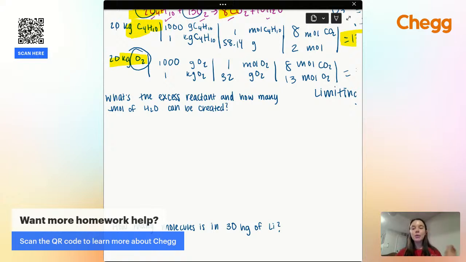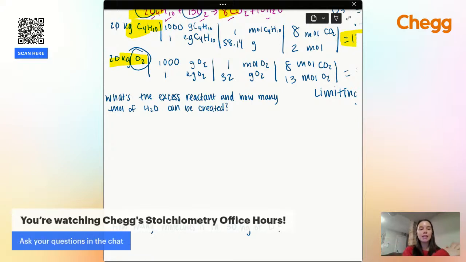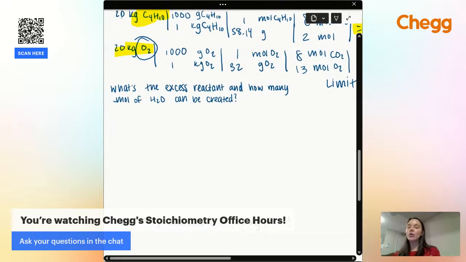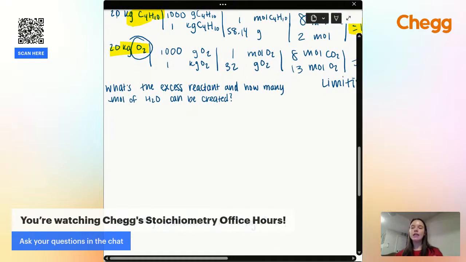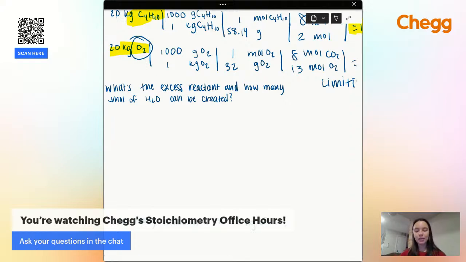So now we have a second part to this problem. We are wanting to know what's the excess reactant and how many moles of water can be created. Any questions you have about this problem, homework, things you went over in class, type those in the chat, and I would love to help. So I'm going to give y'all, let's do 30 seconds. What's the excess reactant and how many moles of water will be created?